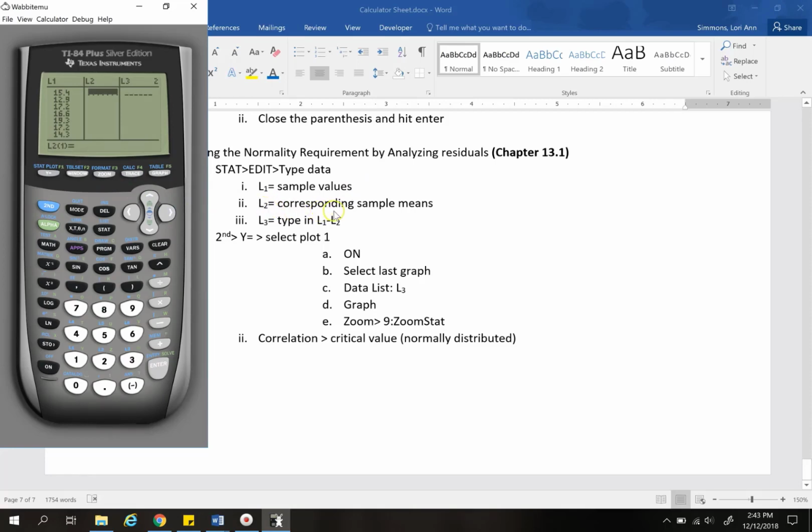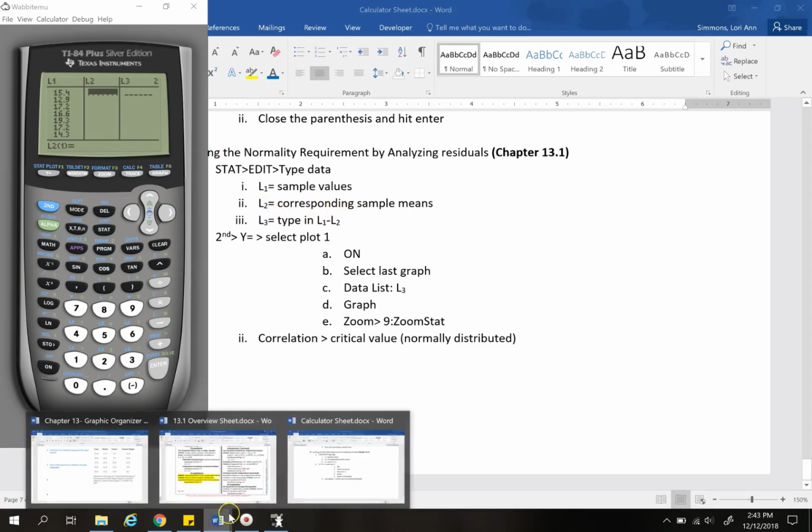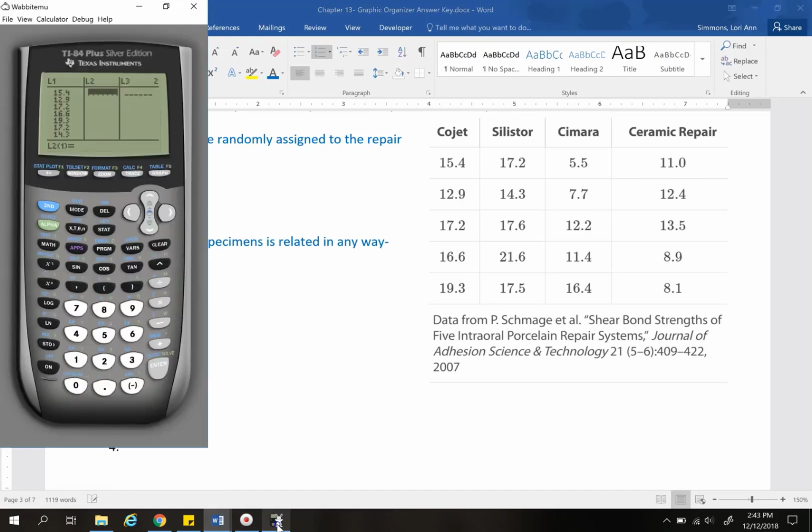You can see here we have all 20 data points in list 1. Now in list 2, we need to type the corresponding sample means. So let's go back, and in list 3, I'm just going to type in the first 5 for Courgette. So this is in list 3. Let's go to the main screen. Let's go to Calc and 1-Var Stats for list 3.